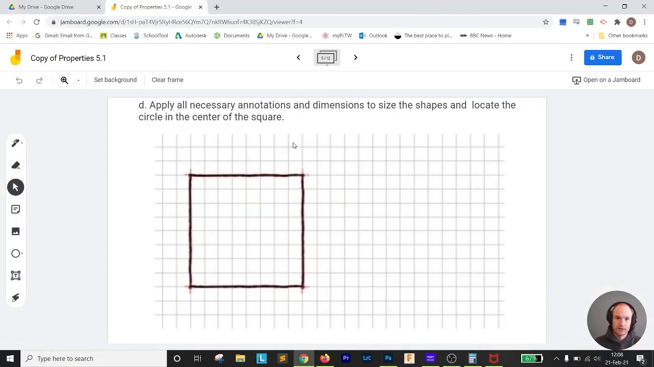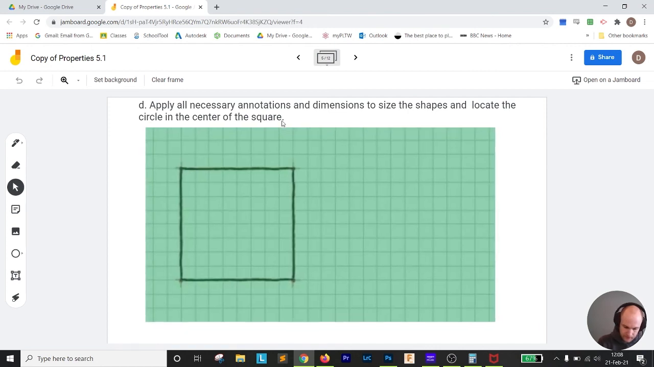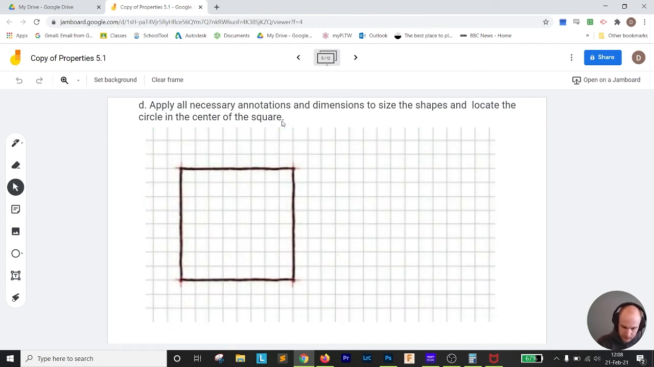So moving on, apply all the necessary annotations to locate the circle. I do not have a nice straight edge or drawing tools like that in Jamboard. I wish I did. I wish I had the ability to draw lines. Wait, do I? Can I? No. That just lets me move stuff around. Sticky note. Nope. Nothing.